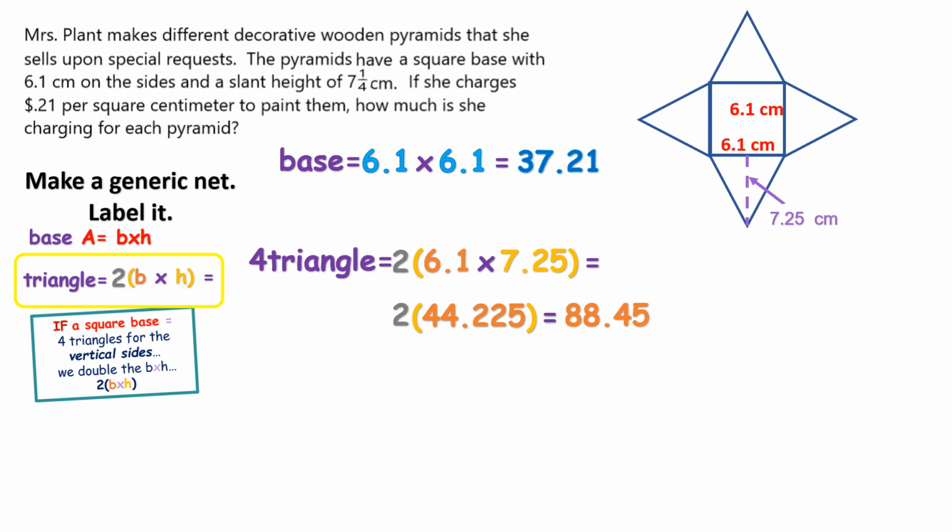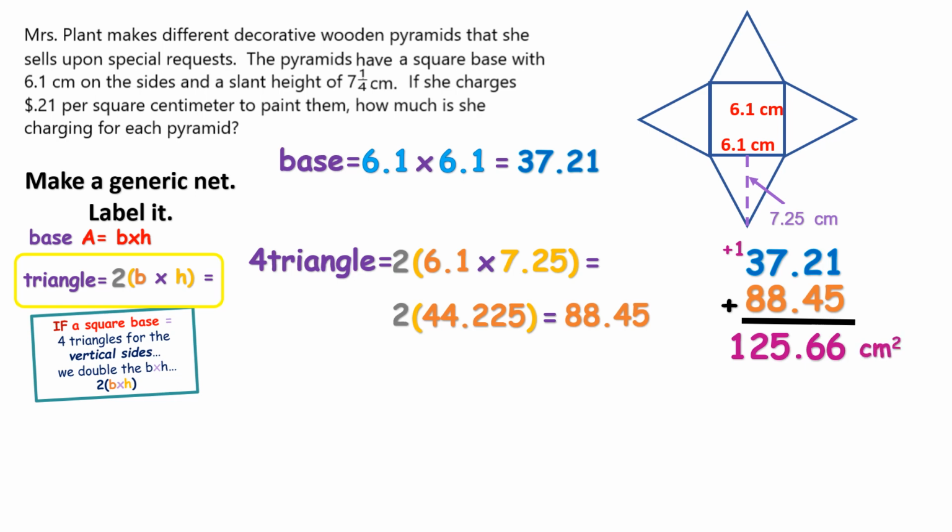So to find the surface area of my entire pyramid, I have to add the area of the base and the area of the vertical sides, or the lateral sides as the book calls them. I bring down my decimal. 1 and 5 is 6, and 2 and 4 is 6, and 7 and 8 is 15, and then 8 and 1 is 9 plus 3 is 12. So I know that my overall surface area is 125.66 square centimeters.